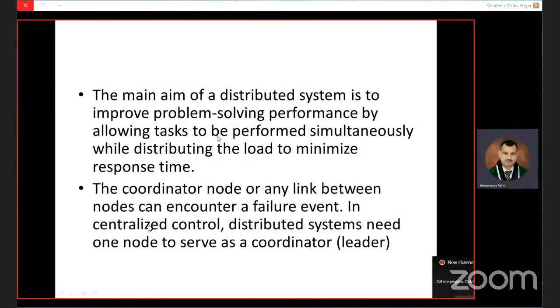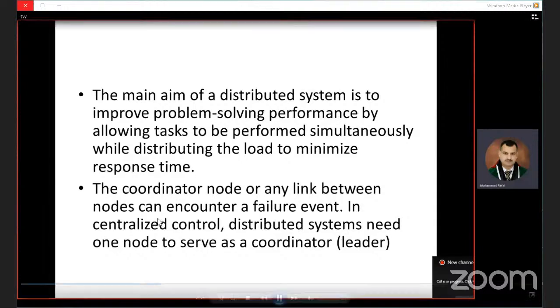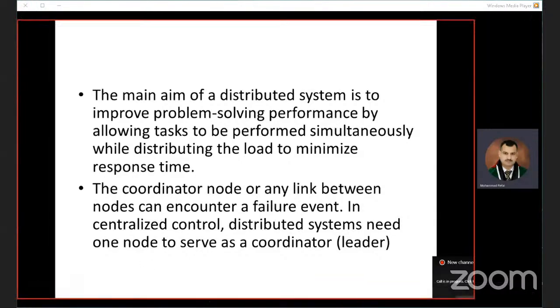The main aim of distributed system is to improve problem-solving performance by allowing tasks to be performed simultaneously while distributing the load to minimize response time. Of course, the coordinator in these systems may fail, or any link between nodes may encounter a failure event. In centralized control, distributed systems need one node to serve as a coordinator leader.